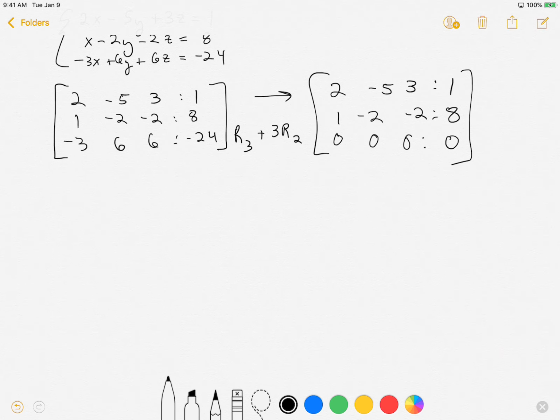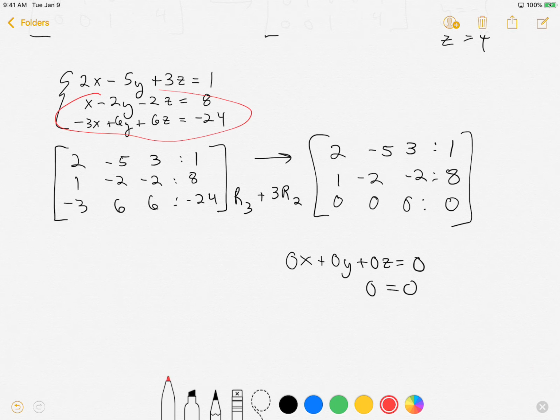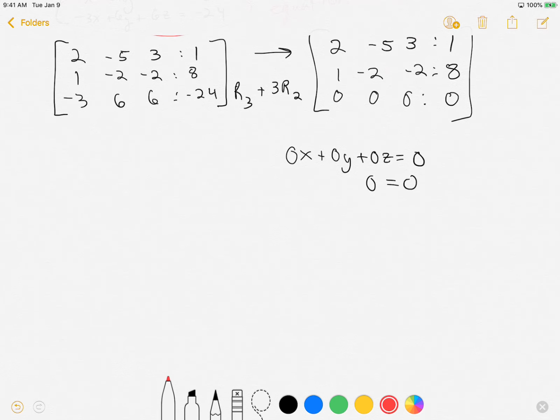If we think about what that row says, 0x plus 0y plus 0z equals 0, or 0 equals 0, which is true, but it doesn't really tell us anything. But that tells us that these two equations up here are the exact same equation. Okay, so when we learned about dependent and inconsistent systems, we know that if two of them are the same, we say it's a dependent system, and there's infinitely many solutions.